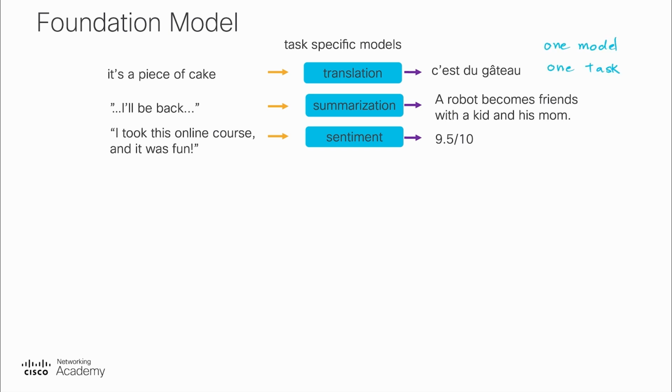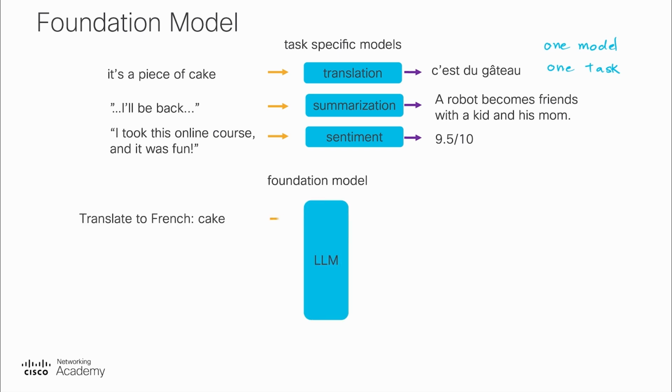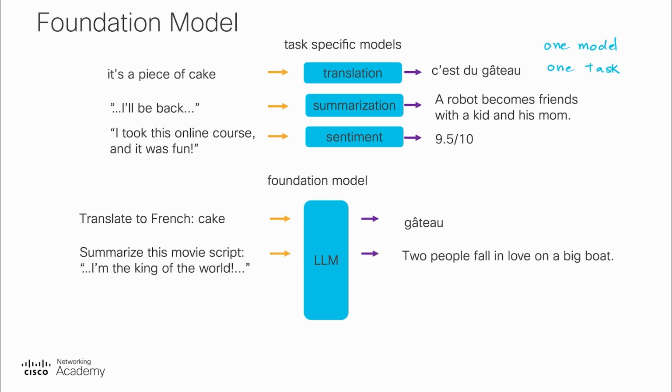In contrast, let's look at a foundation model. A large language model is an example of a foundation model. If you give it a piece of text, as well as the instruction to translate to French, then it will perform a translation task. If you give that same model a movie script with the instruction to summarize that script, then it will perform the summarization task.